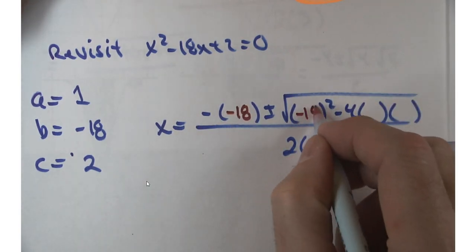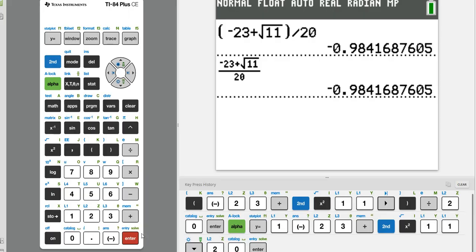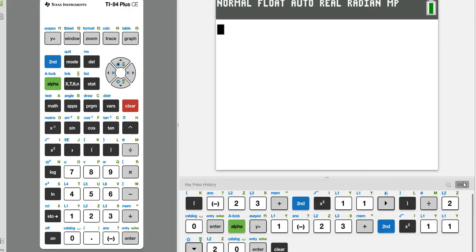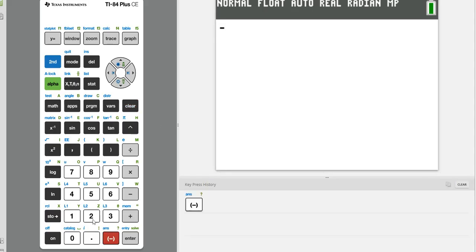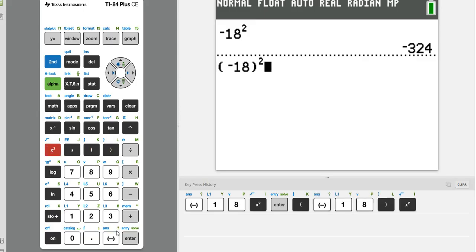Another place that people are going to make a mistake here: when you square that, negative 18 squared is going to give you a positive number. A lot of times people will type that in on your calculator without being really careful, and they'll get something like this. They'll do negative 18. Make sure you're using the negative on the bottom row of your calculator, not the subtraction key. Negative 18 squared, and they get negative 324. That's not what we're supposed to get. You're really supposed to get parentheses, negative 18, parentheses squared should be positive 324.